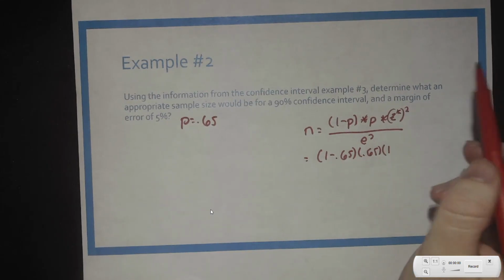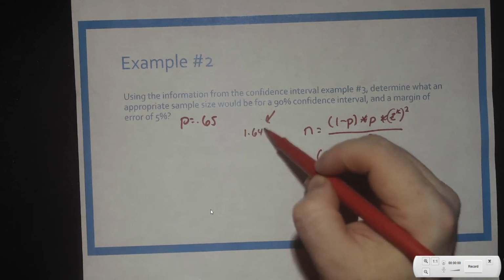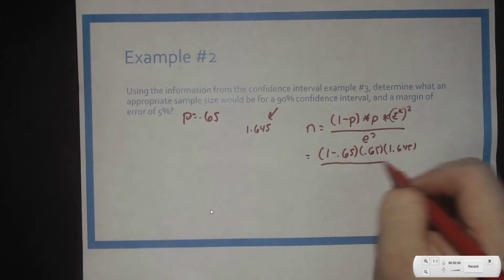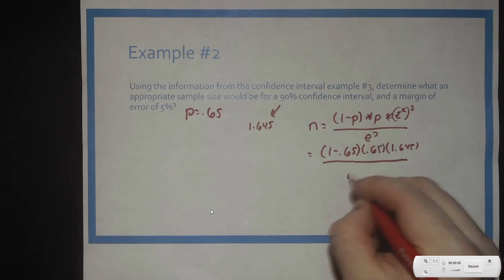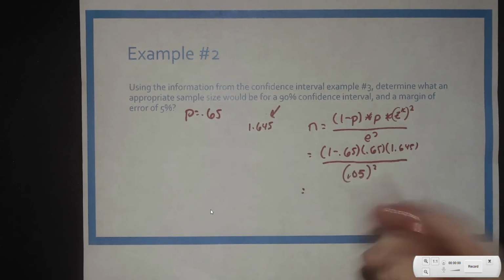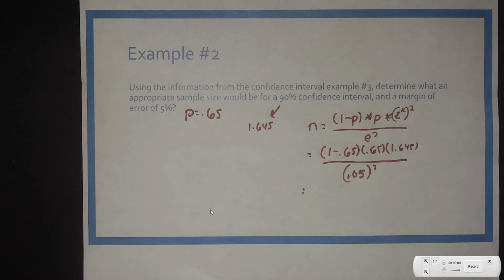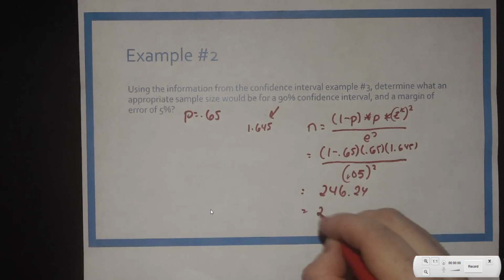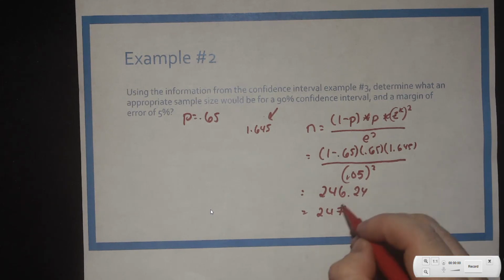Okay, so this one for 90% is always 1.645. So you might want to try to memorize that. And then we're going to divide this by the margin of error squared. So when I get that, that gives me about 246.24, or roughly 247, since we're going to round up.